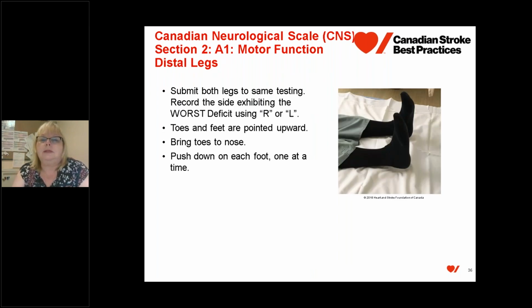We then move on to distal legs. Here, we're looking at ankle dorsiflexion. We want the toes and legs pointed upward. We want to ask the patient to bring their toes to their nose. You then want to push down on each foot one at a time.